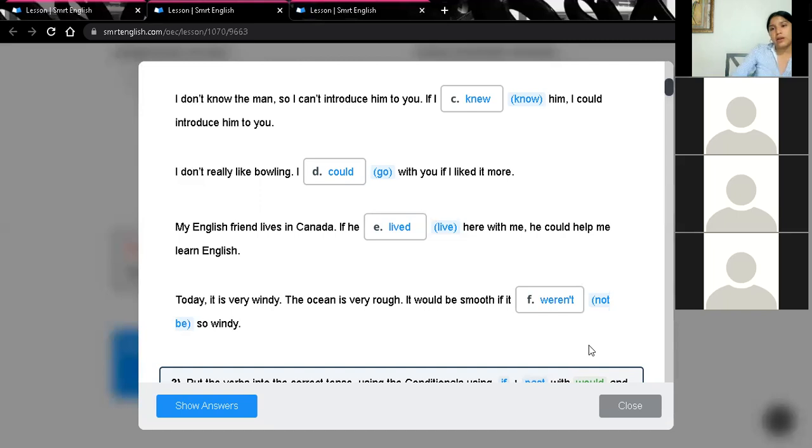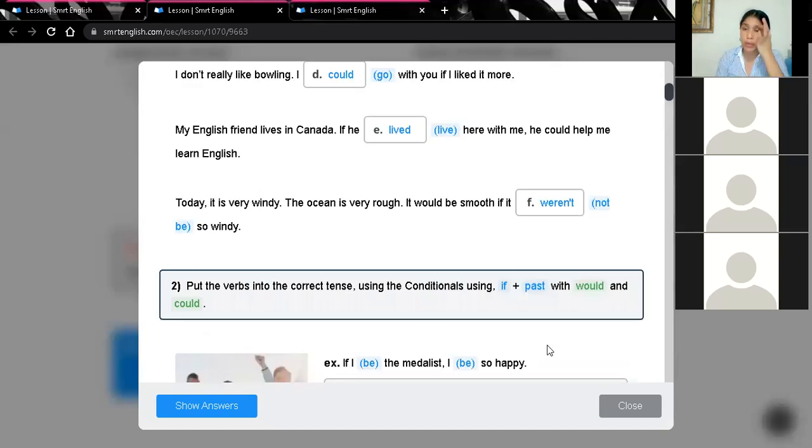I have a question. Yes, go ahead. Excuse me, teacher, I have a question in letter F. By vocabulary, what does smooth mean? Okay, we're talking about the ocean, right? It says the ocean is very rough, so that means it is very aggressive. If it were smooth, it would be calm, if it weren't so windy, but it is windy. So that's why it's rough. If no wind, it would be smooth, like calm. Okay, thanks. You're welcome.